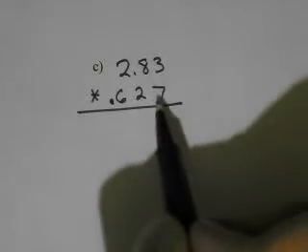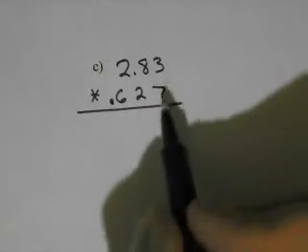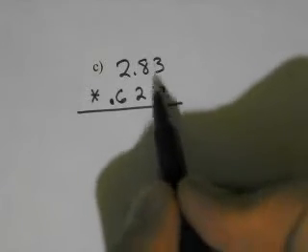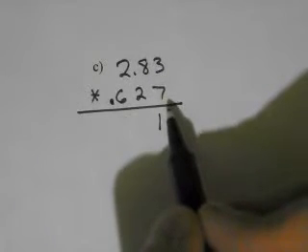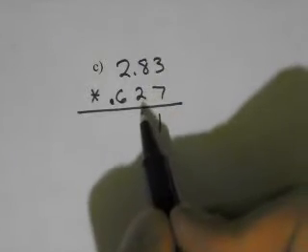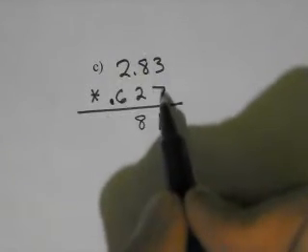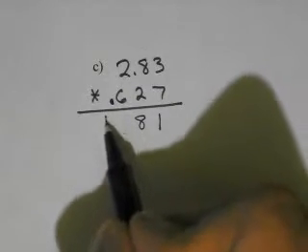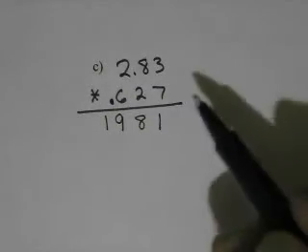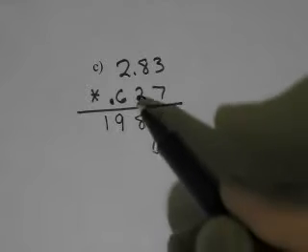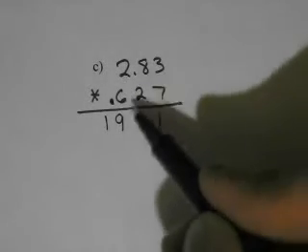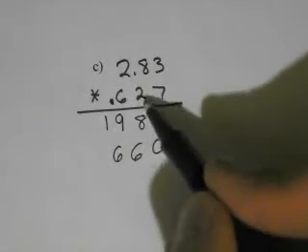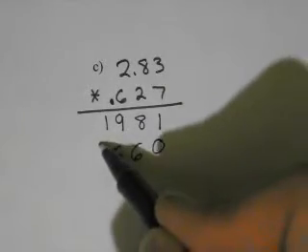Okay, hopefully you had time to try this out. Now let's see what we get when we multiply. 7 times 3 is 21. 7 times 8 is 56, plus 2 is 58. Carry the 5. 7 times 2 is 14, plus 5 is 19. Drop down, add a 0, multiply times 2. 2 times 3 is 6, 2 times 8 is 16, carry the 1, 2 times 2 is 4, plus 1 is 5.